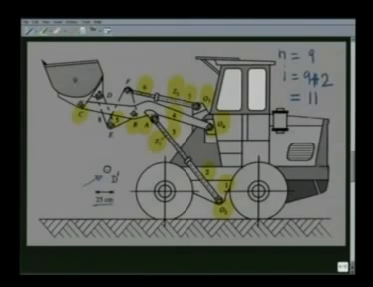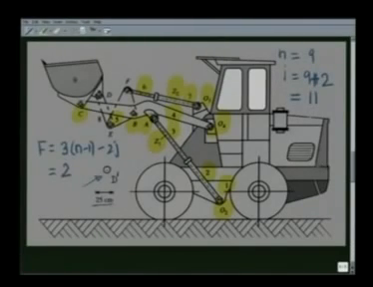If we remember our formula to calculate the degrees of freedom, F is equal to 3 times (n minus 1) minus 2J, which gives 3 into 8, 24, minus 2 into 11, 22. That is, F is equal to 2. Thus, it is a 2 degrees of freedom mechanism. Because we have 2 independent inputs at these 2 hydraulic actuators, it is a constrained mechanism.